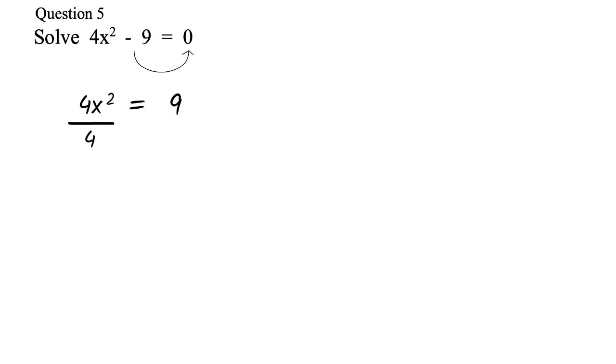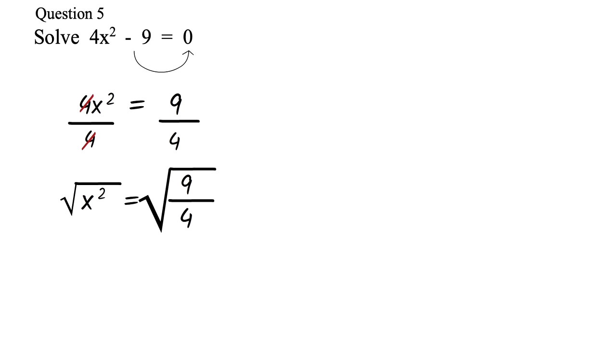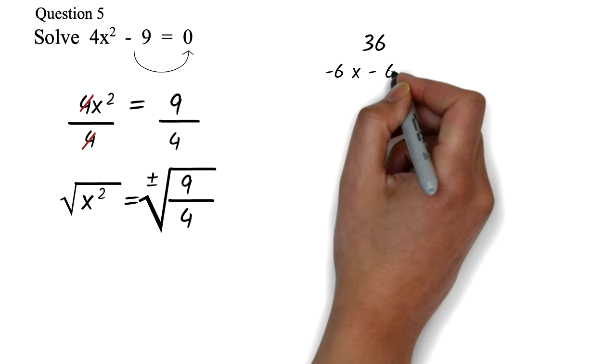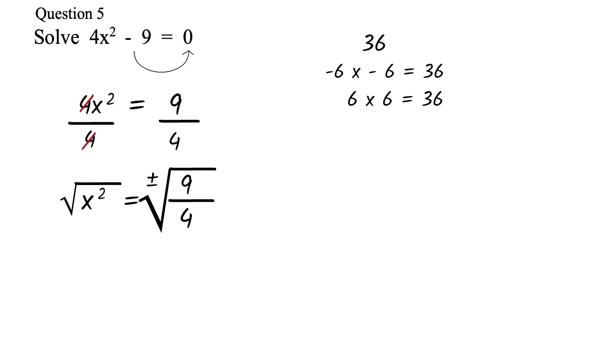Next, we'll divide both sides by 4. This 4 will cancel out. Now to get the x by itself, we have to find the square root of both sides. When you find the square root, you have to introduce plus or minus. This is because for every squared number, there are 2 ways to get it: the positive and negative. Example, let's consider 36. Negative 6 times negative 6 will give 36. Also 6 times 6 will give 36.